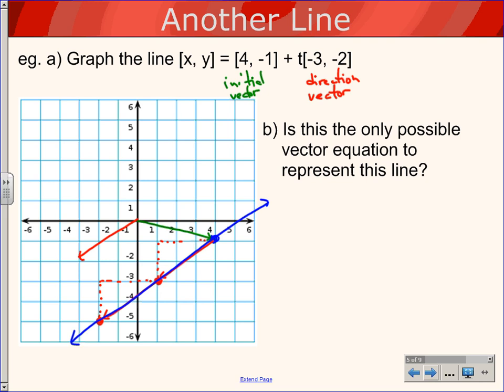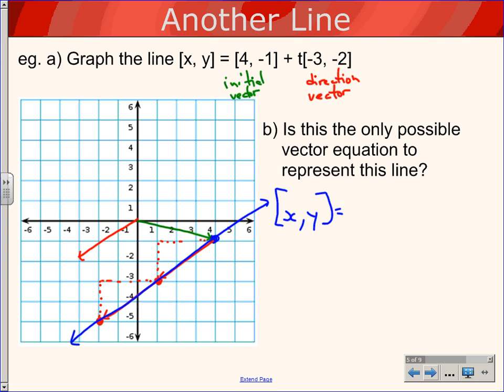So is that the only way to do it? Is that the only way to write a vector equation, I guess I should say, for this line? Certainly there's ways to write equations that we've learned in grade 9, but could you write a different vector equation? And the answer is yes, otherwise I wouldn't have asked it, right? What could you change? What are some of the things that we could change so that it actually was the same line, but written in a different way?